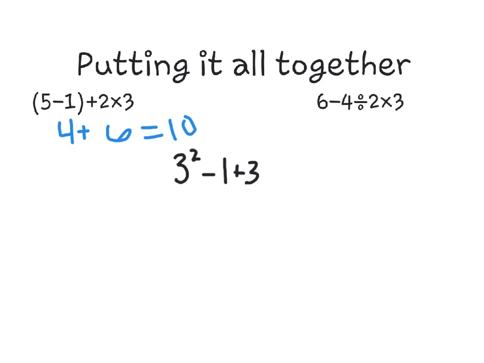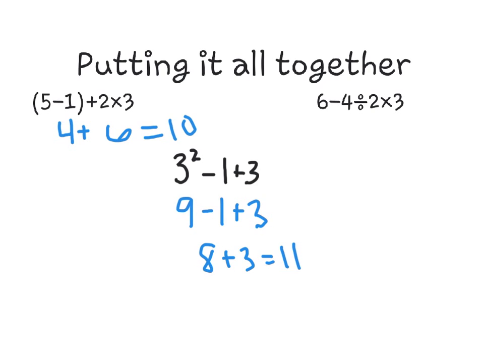The next example is 3 to the second minus 1 plus 3. Since there's no parentheses, our exponent will be our first step. So 3 to the second, or like we said, 3 times 3 equals 9. Then we only have addition and subtraction left, so we're going to move from left to right. So 9 minus 1 plus 3, that's going to be 9 minus 1 equals 8, plus 3 is going to give us an answer of 11.